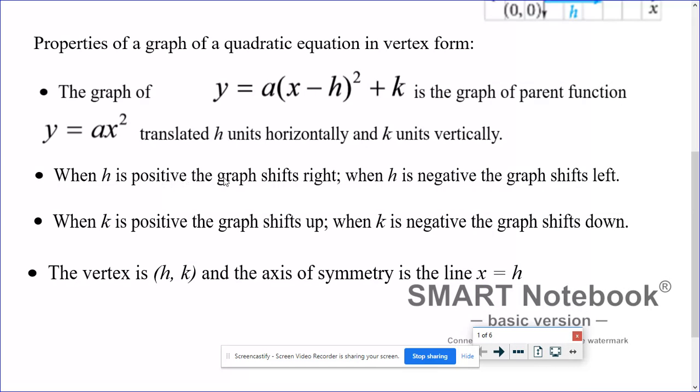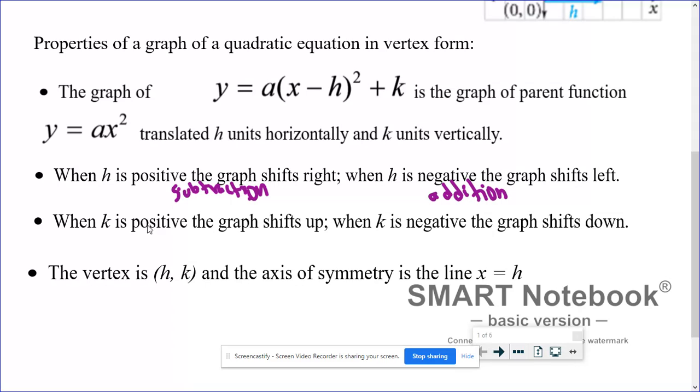When h is positive, the graph shifts right. That's a little confusing because, again, notice that it's minus in the function. So a positive h means it's going to show up as subtraction. When h is negative, the graph shifts left. If h is negative and you're subtracting a negative, then it's going to show up as addition. So the way that's phrased is a little confusing, but that's why.